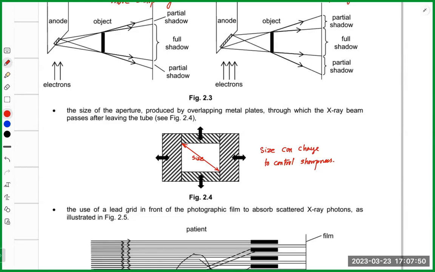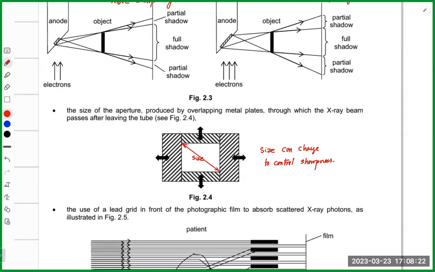To control the sharpness, we can control the size of the gate, plus we can control the distance of the X-ray gun from the patient. If we increase the distance of the X-ray gun from the patient, the radiations will reach the patient almost parallel to one another and in straight lines. So they will produce a sharper image. Or we can control the size of the gate as well. There are two controls for sharpness.